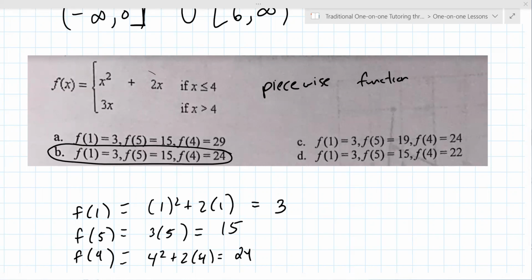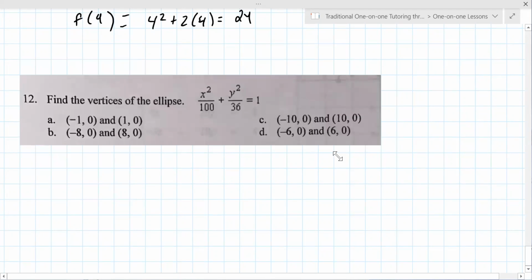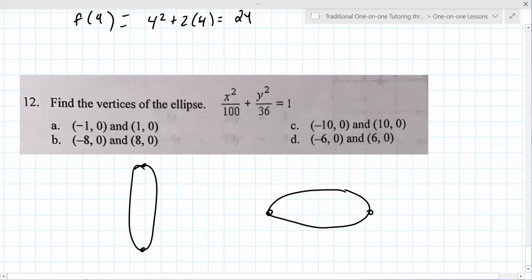So 12 is another conic section question. Find the vertices. Okay. So the vertices are like the endpoints. It's like if it's the football that's going up, it's either these, or if it's the ones that are sideways, it's these here. And it's based on this formula sheet that I guess I'll send you in the chat. I find it really useful. I would recommend printing it out and using it as you study.